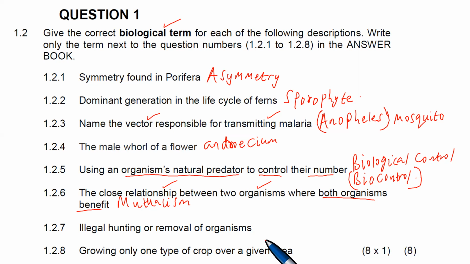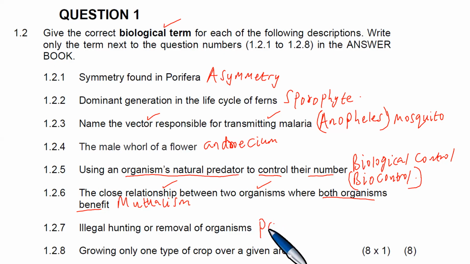Okay, so in 1.2.7, the guys who go to the park, maybe Kruger National Park or any other park in South Africa to hunt for organisms, then they want to remove the organisms from the park. These guys are wrong and they need to be arrested. They must be put behind bars. But now, what do we call the illegal hunting? There's one term for it. It's called poaching.